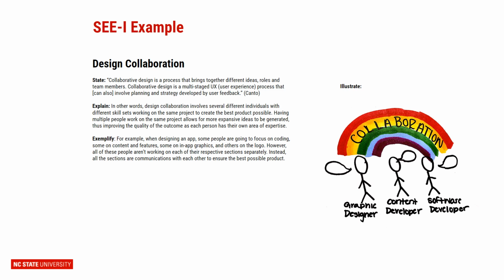You can see here that in defining design collaboration, the student is first using an expert source to state that collaborative design is a process that brings together different ideas, roles, and teams that can also involve planning and strategy developed by user feedback. Then, explaining it in other words, they wrote that design collaboration involves several different individuals with different skill sets working on the same project in order to create the best possible product and allowing for more expansive ideas to be generated.